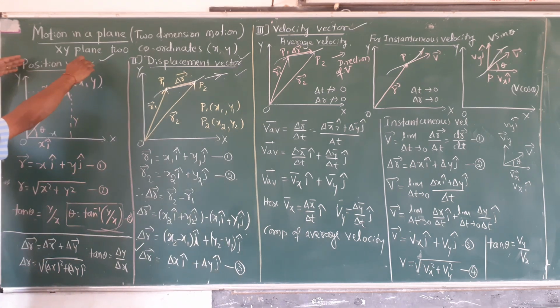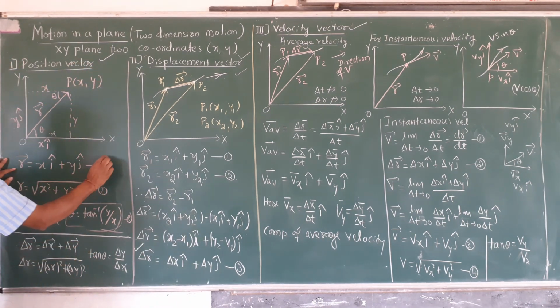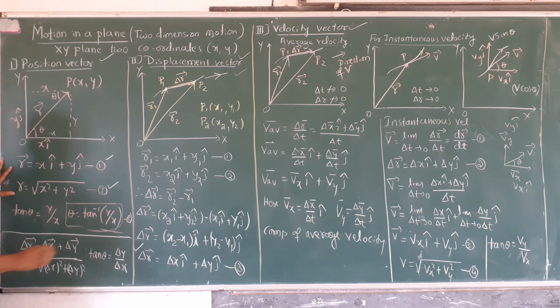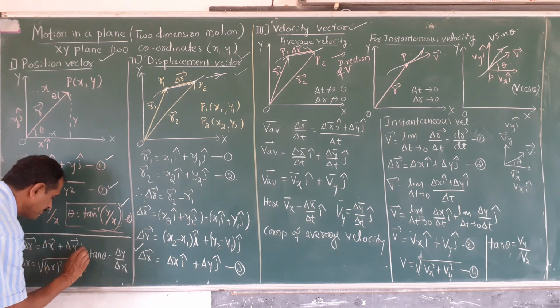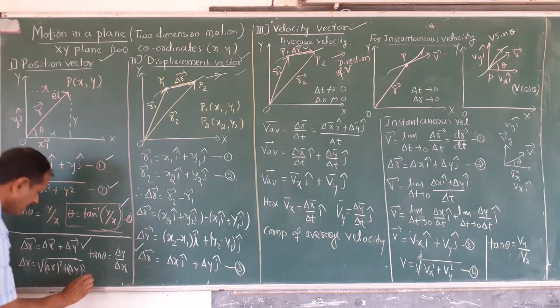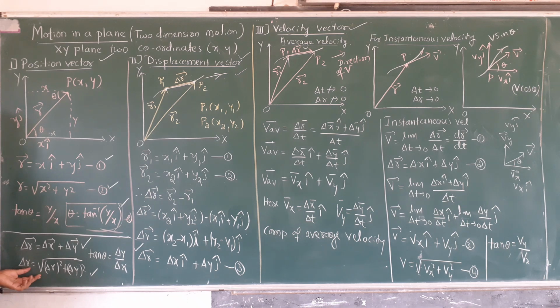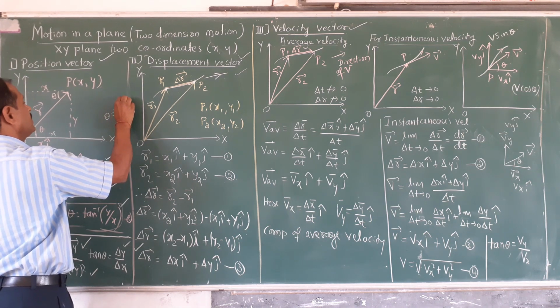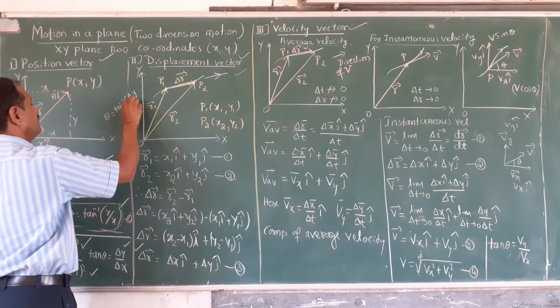Now see here, this is the position vector. This is the equation for the position vector, the equation for the magnitude of the position vector, and the direction of the position vector. Now come to this point. This is the expression for the displacement vector, the equation for the magnitude of the displacement vector, and the direction of the displacement vector. That is, here I have to write theta is equal to tan inverse of Δy by Δx.